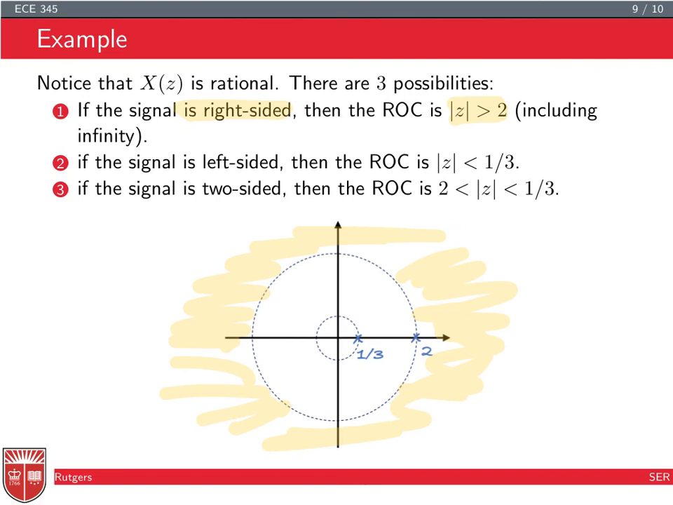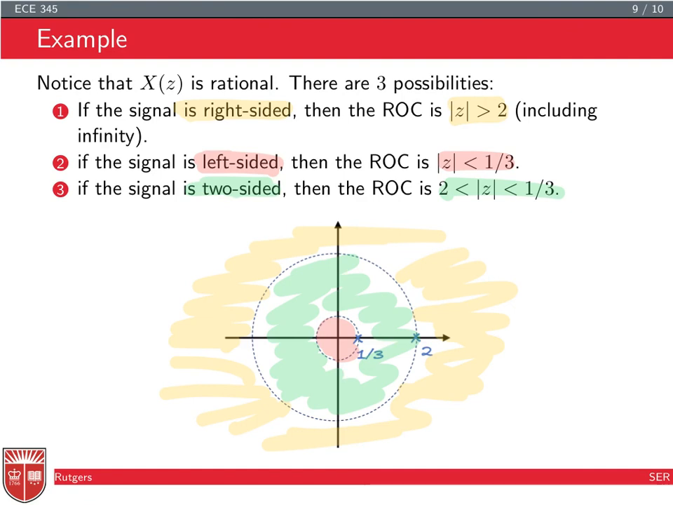Mathematically, it's the region of the plane characterized by this equation. And if the signal is left-sided, here in red, then we have to pick the smallest non-zero pole. The ROC is going to be the interior of the circle going through the smallest pole, which is z equal to 1/3. And if the signal is two-sided, in green, then it's going to be the ring between these two circles, which is what we learned from the properties before. So this is the ROC. Depending on the nature of the signal, whether it's left-sided, right-sided, or two-sided, we can determine the ROC if X(z) is a rational function.